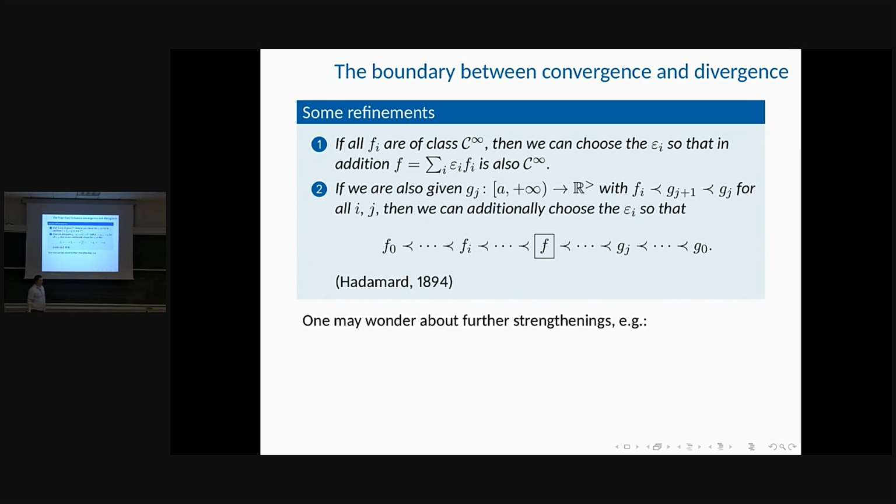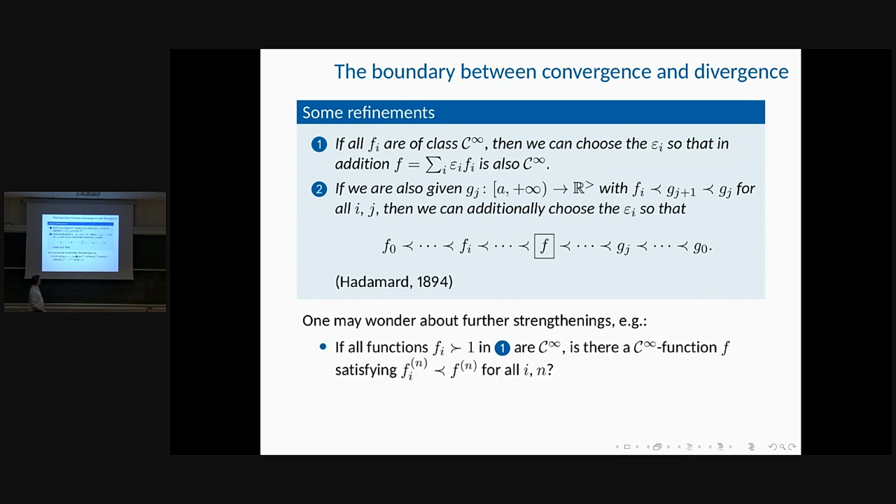But there are also some further strengthenings that you can wonder about. For example, in the first case, if all the f's are C infinity, can you choose this C infinity function f that you produce in such a way that not only does it dominate all the f_i's in the sequence, but its derivatives also dominate all the derivatives in the sequence? So this is one thing you can wonder about.